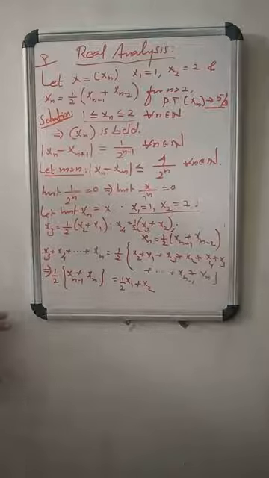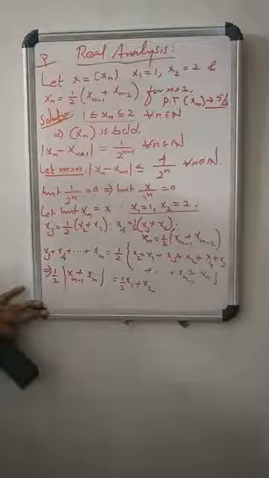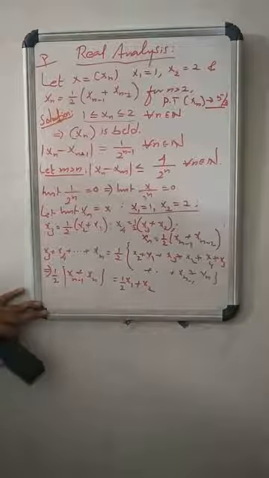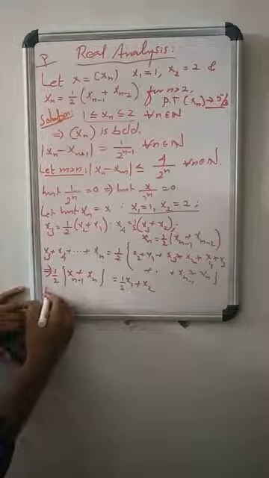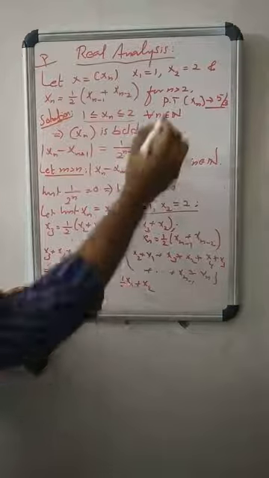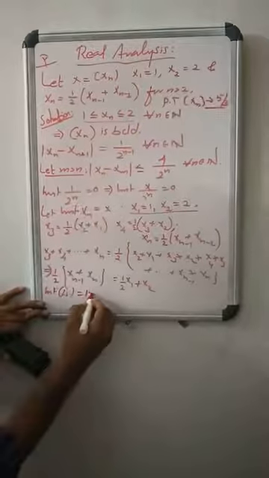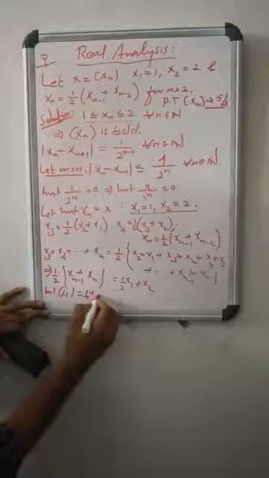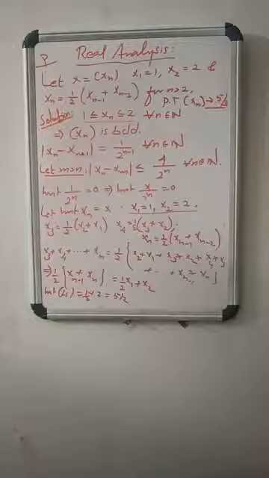Enough. So taking a limit on both sides. Therefore limit of left side. What is limit of left side? So limit of left side equals limit of half of x1 plus x2. What is x1? 1. So 1 by 2 plus what is x2? 2. So it is 1 by 2 plus 2 equals 5 by 2. So limit xn plus limit of half of xn minus 1 plus xn is 5 by 2.